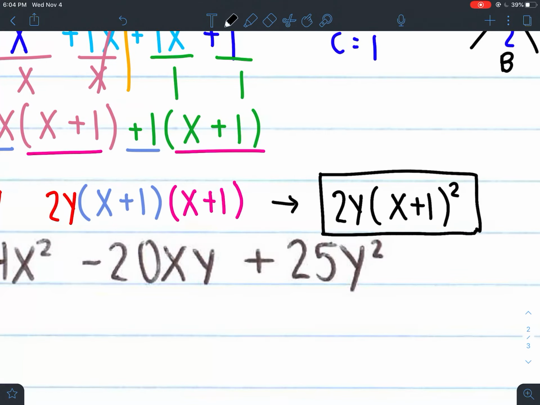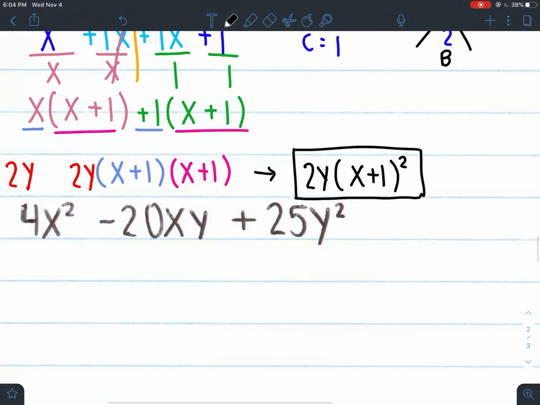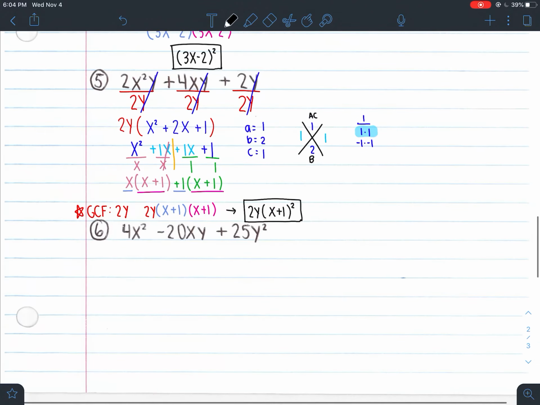So the 2y is still going to be tacked onto the front because it was our greatest common factor. It still proceeds like normal, but we want to write that factor twice, or squared, because we had them twice. We don't want to write it out 2 times like that, so we want to condense it as much as possible.